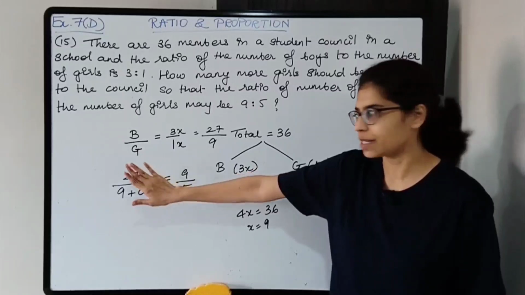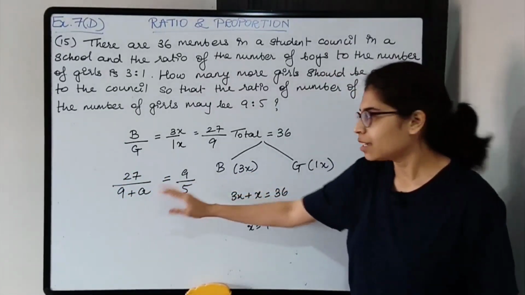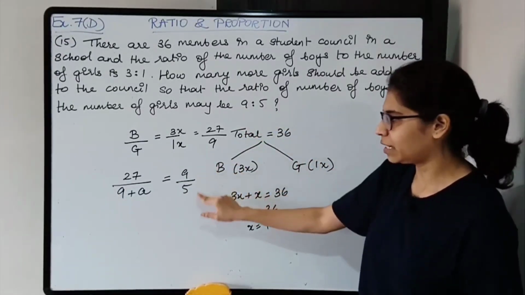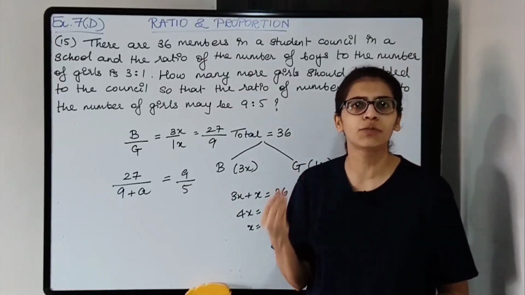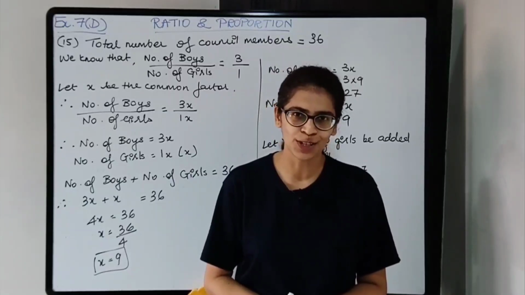The number of boys stays the same. Girls will increase, so it will be 9 plus a, and the new ratio will be equal to 9:5, so it will be 9/5. You just need to solve and find out the value of a, that is the number of girls to be added to the council. Forward problem statements are very, very important.